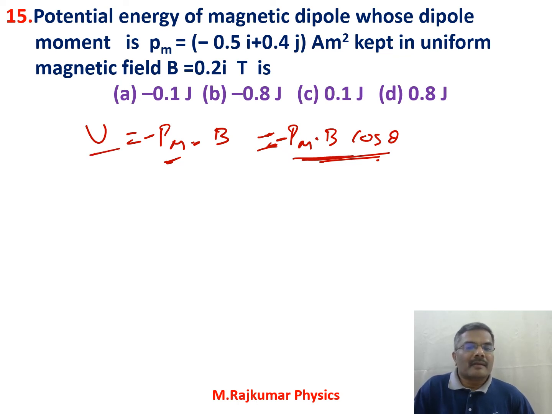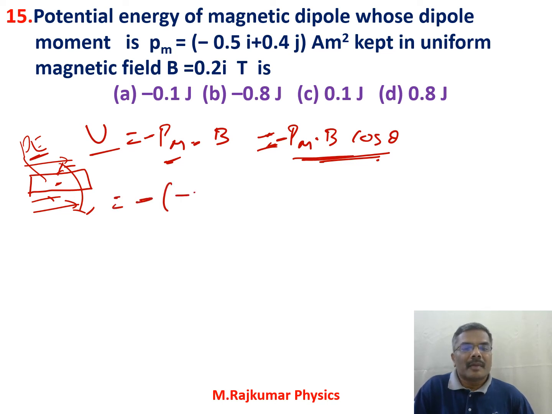This is the formula to find the potential energy of a magnet. When a bar magnet is kept inside a magnetic field, it will try to rotate in this direction, based on the poles. Because of this rotation, it will initially have this potential energy. That value of potential energy is given by this formula, minus Pm into B into cos theta, or minus Pm dot B. Here the Pm is given in the problem itself: minus 0.5 I plus 0.4 J. It should be dot producted with the B. What is B here? 0.2 I.